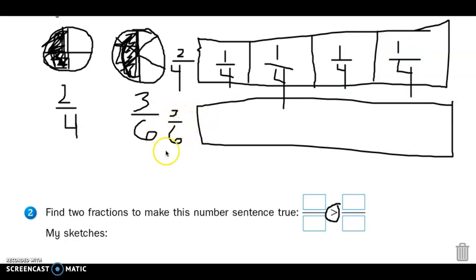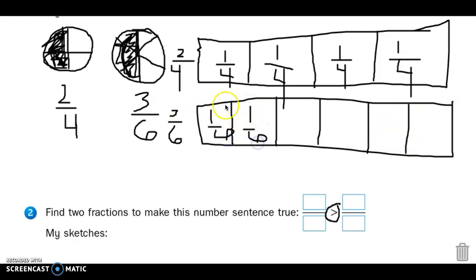On the bottom, I know I need to break this into 6ths because the denominator is 6. I'm going to use my strategy again. This is about 1/3. And then I split my thirds in half to make it 6. Here we go. Okay, 1/6.